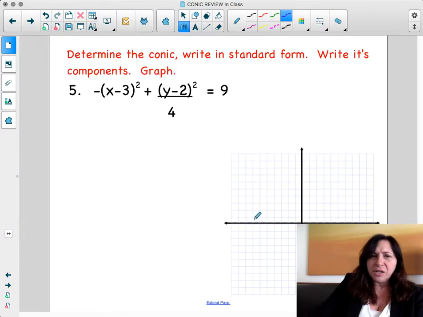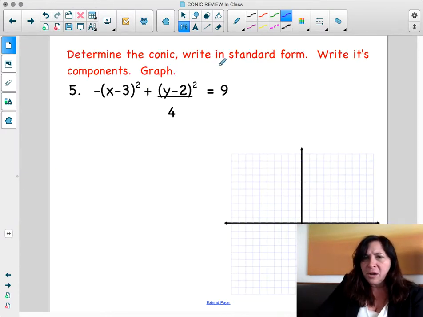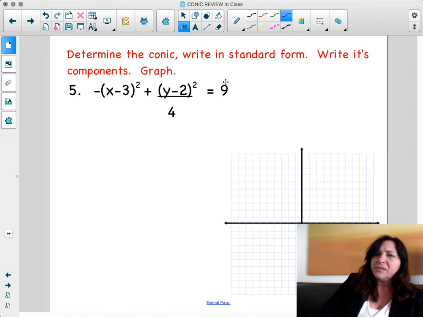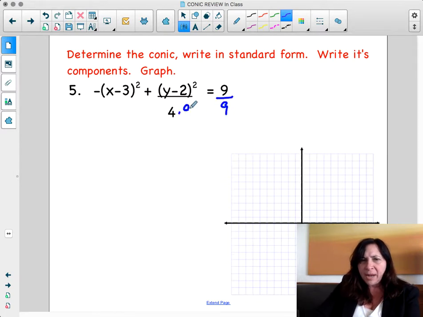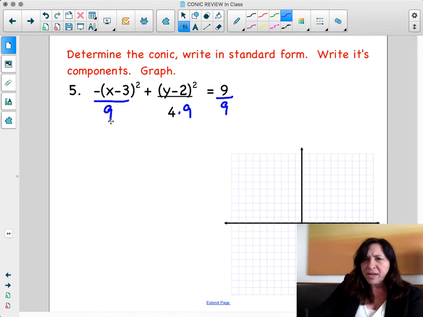The next question right here says determine the conic. Write it in standard form. Determine the conic. This looks like a hyperbola because see the negative sign right here. So what that means is to put this in standard form, this needs to be 1. So I am going to divide by 9 on all sides here.